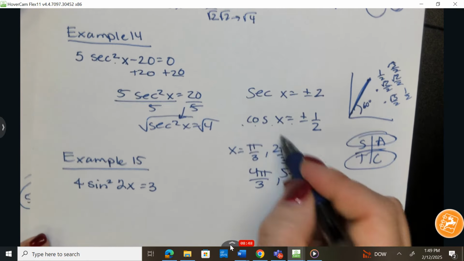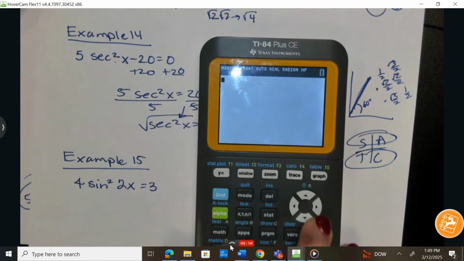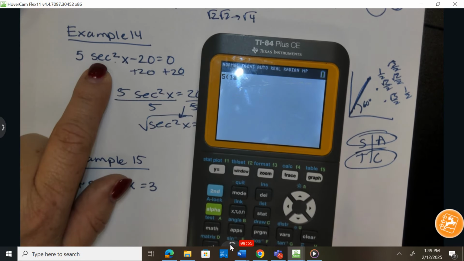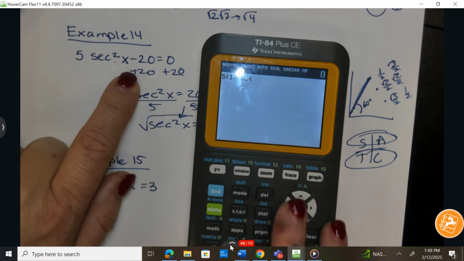Those are my 4 solutions. And I can prove this by typing in 5 multiplied by it. Now secant is 1 over cosine, so 1 divided by the cosine. I'm not going to put in that square right now. I'm going to choose any one of these.